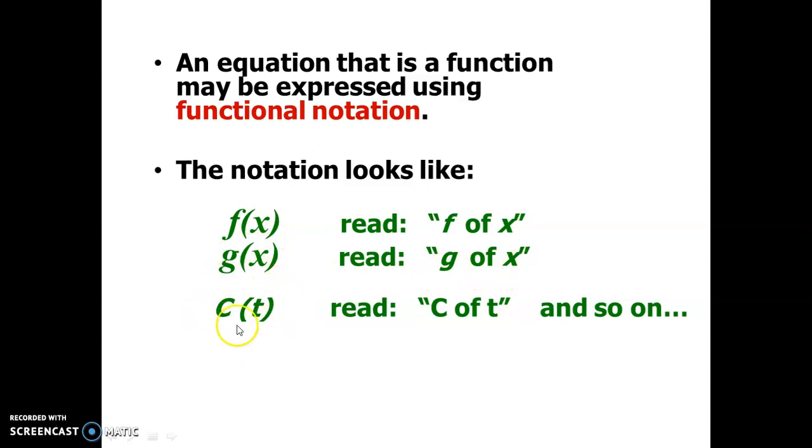Here's a different kind of function. Again, we can use any letters we want. Here we have c of t, and your options are unlimited.